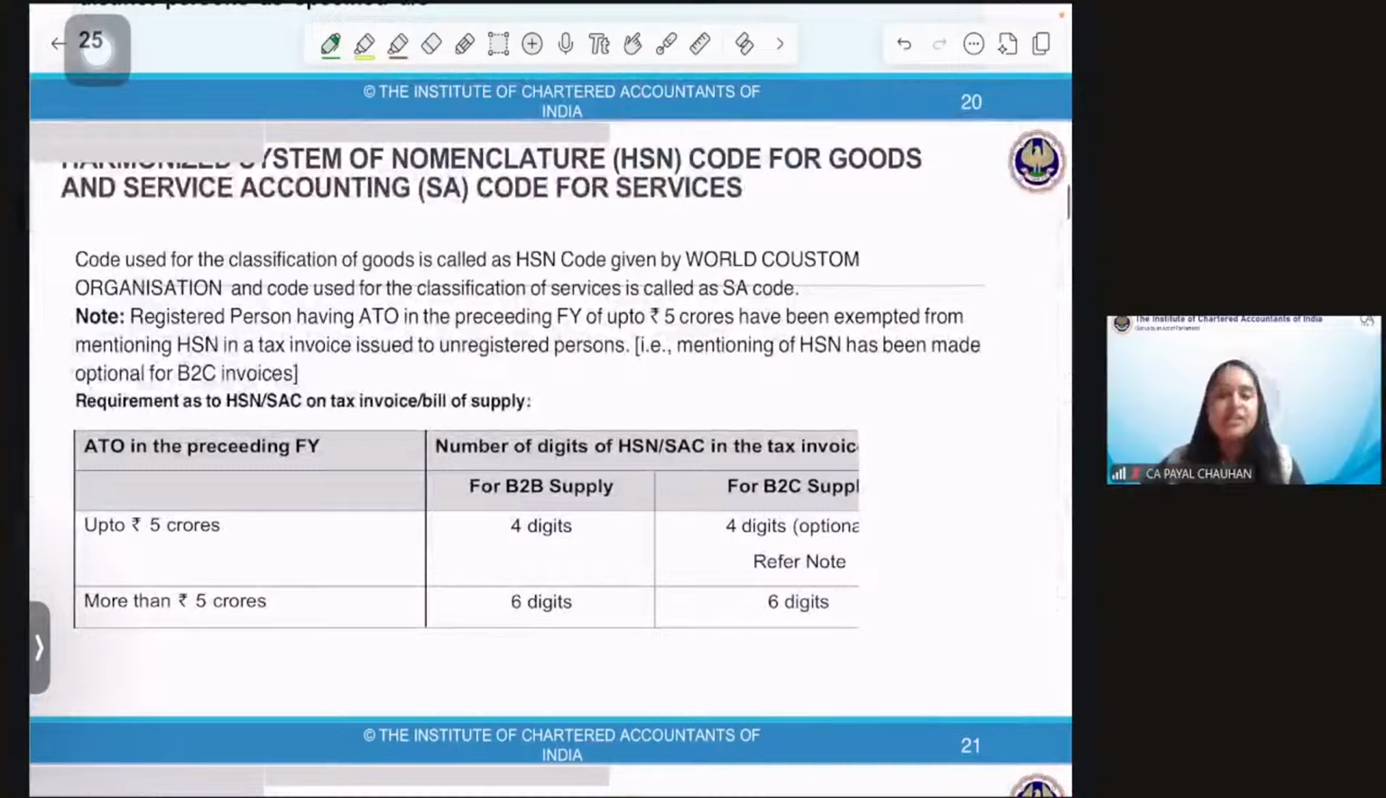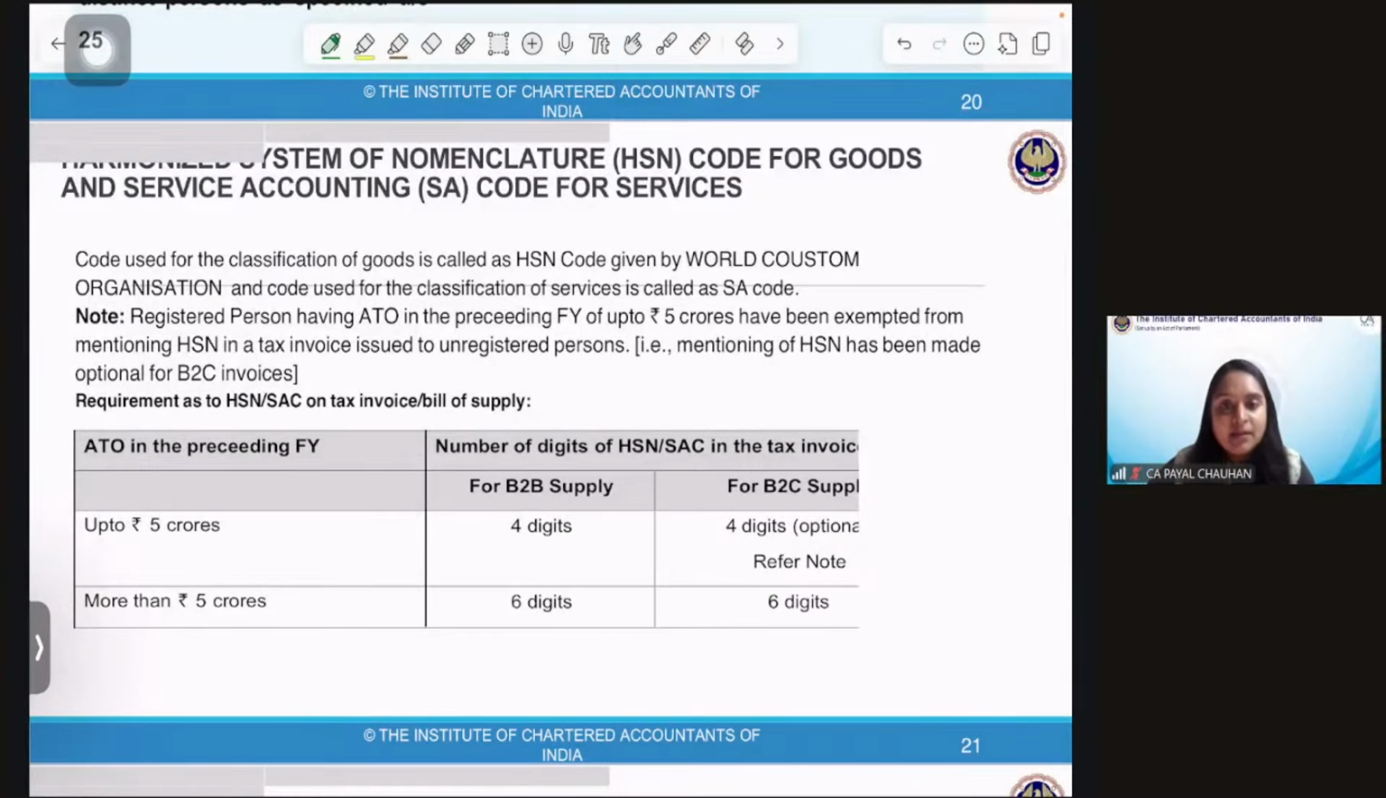Perfect. Okay. HSN code worldwide has been given by the World Customs Organization. How many digits are there in HSN code usually? Perfect. 8 digits are there.